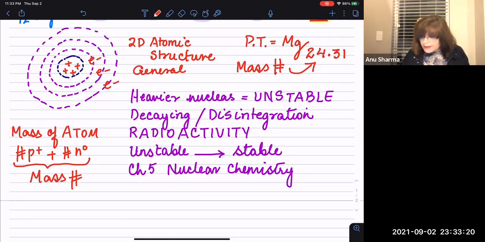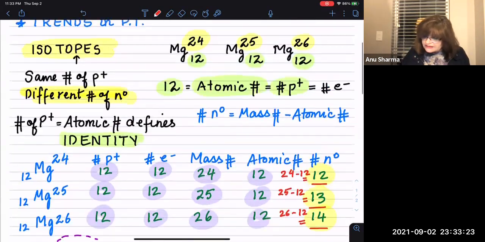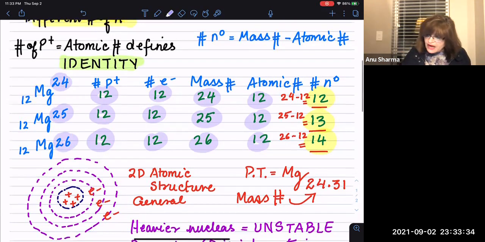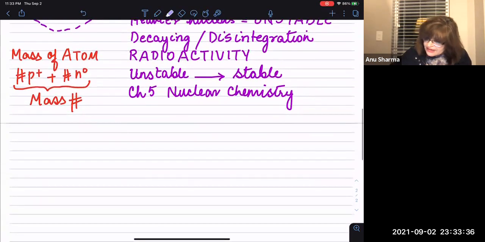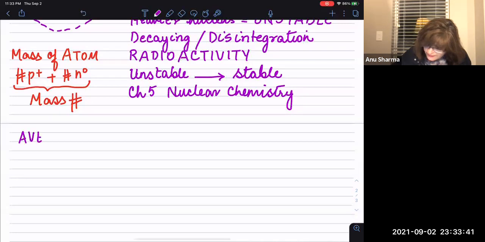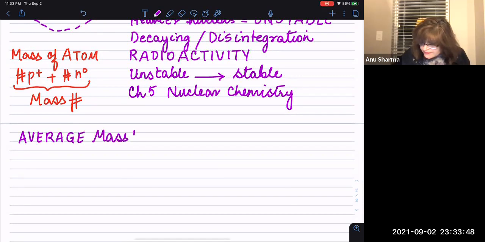It should be. But what we are doing is taking the mass of magnesium 24, magnesium 25, and magnesium 26, and averaging them. We are taking the average atomic or average mass numbers. And how do you get them? That is of the isotopes, so we will combine these.